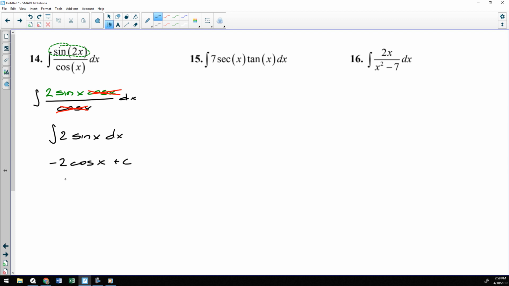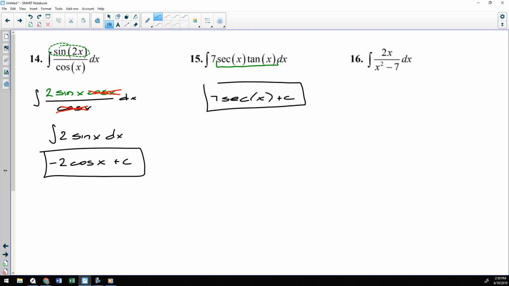That 2 just comes along for the ride. You don't really do anything with it. You do the antiderivative of sine, which is negative cosine, and I just kept the 2. Number 15 is kind of the same as the very final step of 14. Secant tangent, you should just recognize that is the derivative of secant x. So the antiderivative of secant x tangent x is secant x, and that 7 in front just comes along for the ride. So that's all there is to number 15.